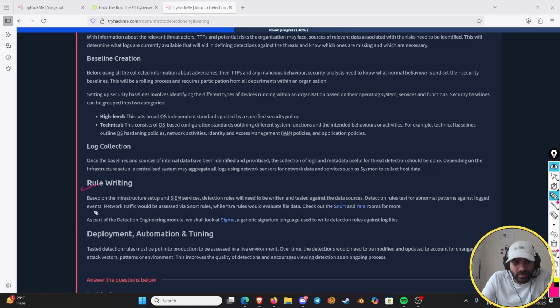Rule writing. Based on the infrastructure setup and SIEM services, detection rules will need to be written and tested against the data sources. A detection rule tests for abnormal patterns against logged events. Network traffic would be assessed via Snort rules, while YARA rules would evaluate file data. Check out Snort and YARA rules.